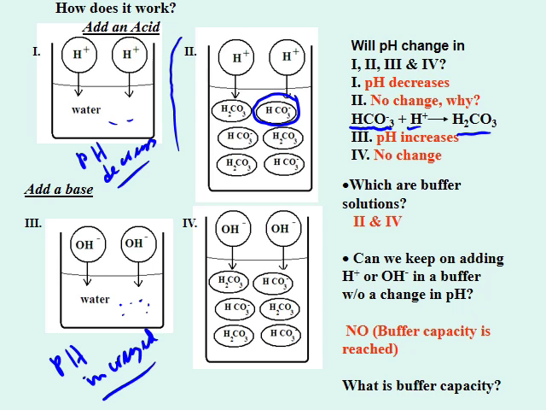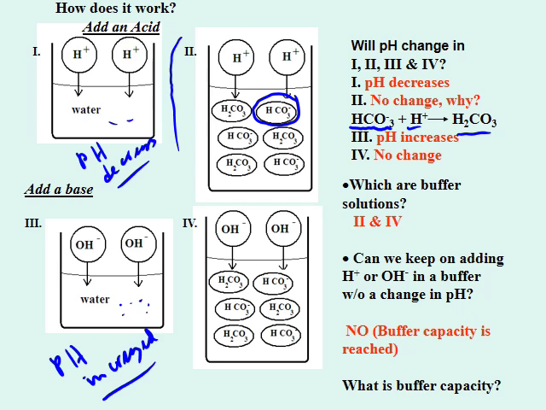Since H2CO3 is a weak acid, it doesn't like to break down. Only very few of them would break down. So basically it would like to hold on to its H plus. So you are adding H plus, but that H plus is not increasing H plus concentration in your water solution, because that water solution has HCO3 minus to grab H plus. So even though you are adding H plus, there is no change happening in H plus concentration, and hence no change in pH.